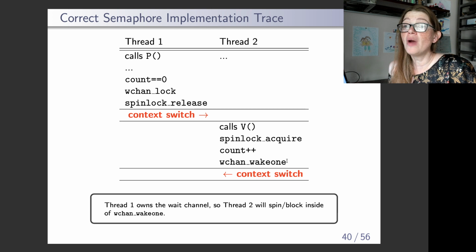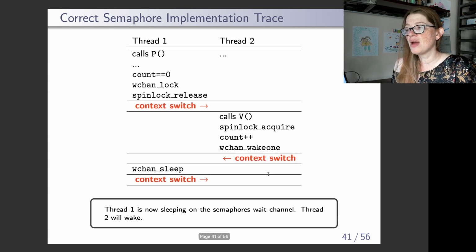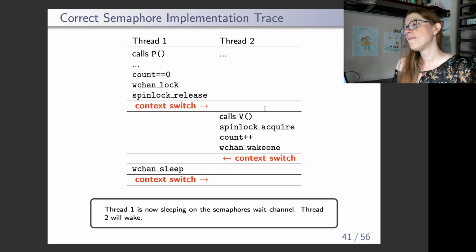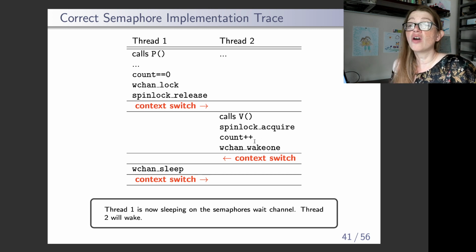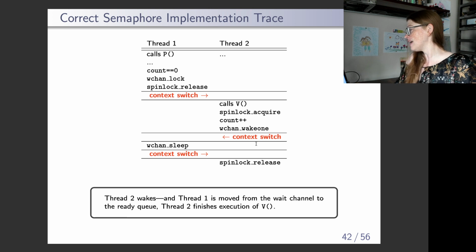It ends up having to wait because the lock is owned on the wait channel, so we can't, in thread 2, actually access the wait channel. So we get a context switch back to thread 1, where thread 1 immediately falls asleep, releasing the wait channel lock. Context switch, of course, back to thread 2, who can now complete the wake operation, waking up a waiting thread, and then, of course, releasing the spin lock. And then thread 1 would end up going from the blocked state back into the ready state. So that's kind of fun.